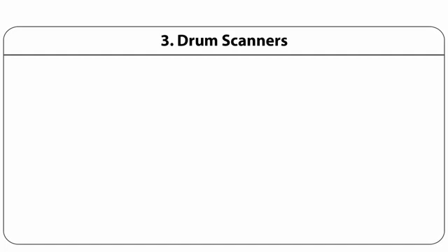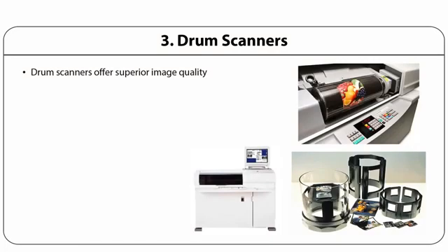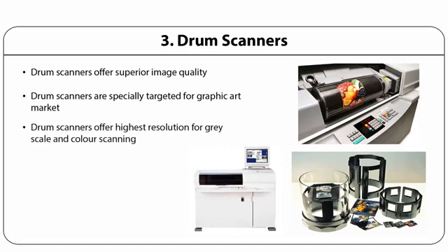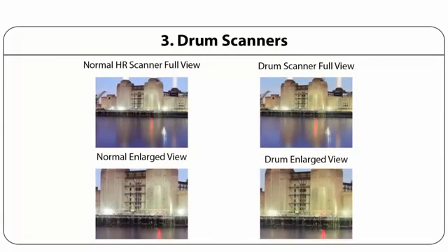Third one is drum scanners. Drum scanners offer superior image quality. These drum scanners are specially targeted for graphic arts. Drum scanners offer the highest resolution for grayscale and color scanning. These are two pictures taken by different types of scanners. The left side picture has been scanned by a high resolution scanner. The right side picture has been scanned by a drum scanner. In normal view, it is very difficult to find any difference between the two pictures.